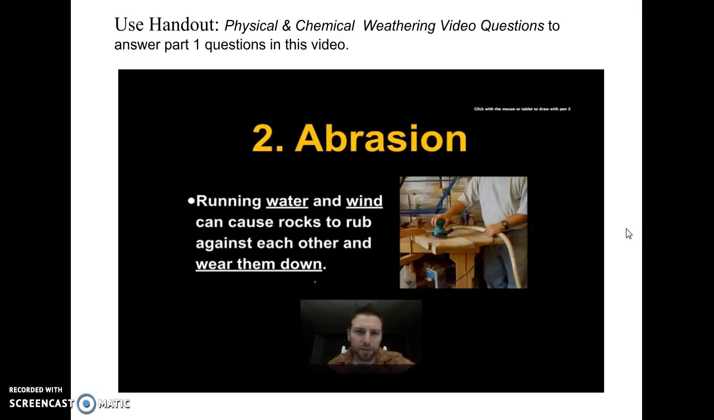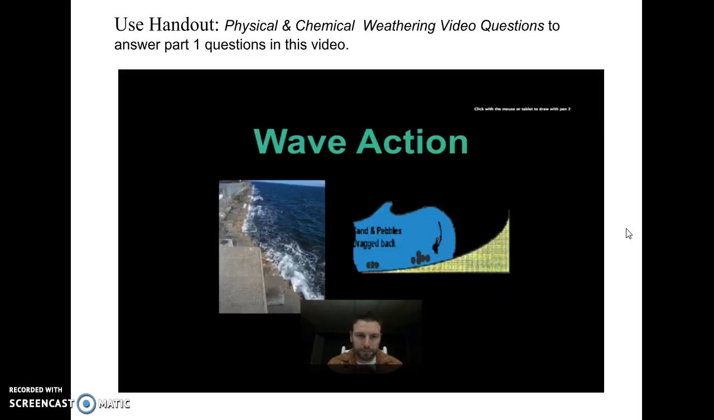The next type of weathering we have is abrasion, and it's very similar to sanding. Basically, running water and wind can cause sediments to rub up against each other, and when they do that, they wear down the surface. Much like what we see here, as the sander goes around, it's got little pieces of sand on the sandpaper, and they're rubbing against this surface, ultimately wearing it down.